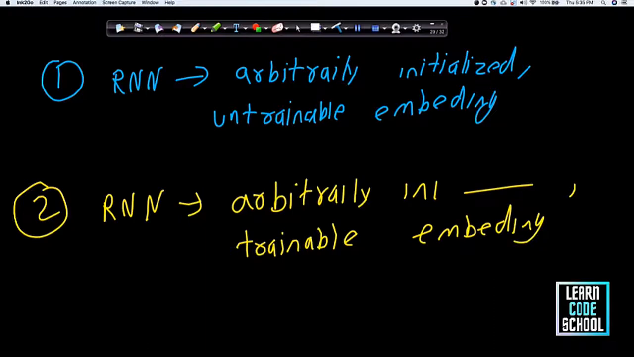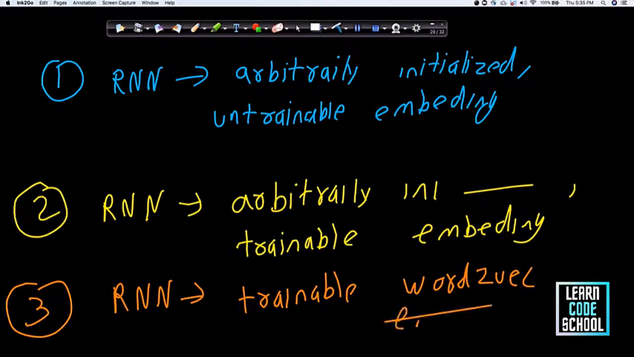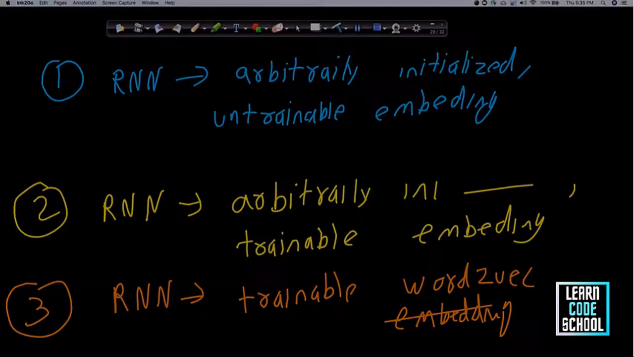Okay, now the third case is going to be, basically we are going to build this RNN, but here it's going to be trainable word2vec embedding. Okay, this is what we're going to do. So in this experiment, we will in fact use word2vec word embedding and also allow the network to train them further. So these are the three things we are going to perform going forward.